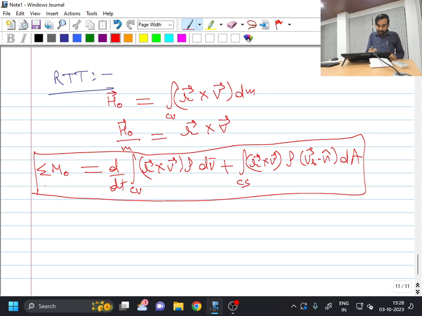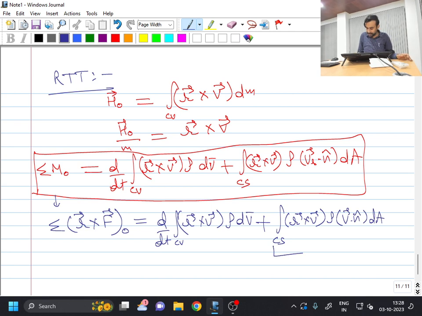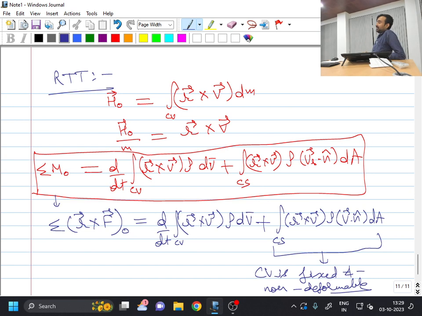Whenever I talk about moments, I can write the sum of all moments as the sum of r vector cross F vector about point O. Moments act only because of force, and force into perpendicular distance is my moment. So r vector cross F vector about point O forms my moment, and this is equal to d/dt of the integral over the control volume of r vector cross v vector times rho into dV, plus the control surface integral of r vector cross v vector rho v vector dot n cap into dA. The assumption I have taken is that the control volume is fixed and non-deformable. With these two assumptions, V_R can simply be replaced with V. So this is the famous equation.